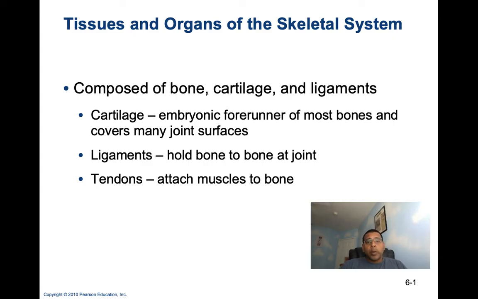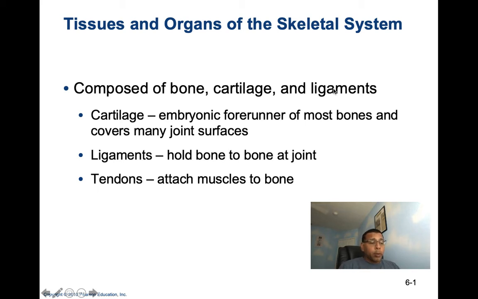Now, when we talk about the tissues and organs of the skeletal system, they are going to include bones. We're going to go through and check them all out, cartilage, and ligaments. So what we'll do first is check out skeletal cartilages, get those taken care of, and then we'll jump into bone, get bone taken care of, and then we'll jump into ligaments and get ligaments taken care of.